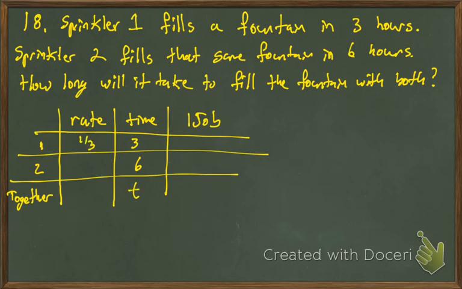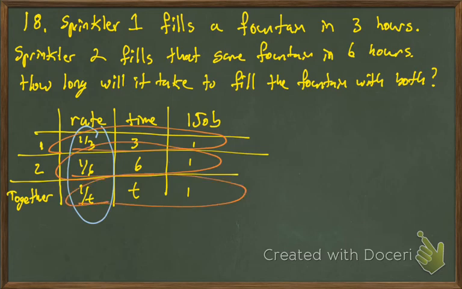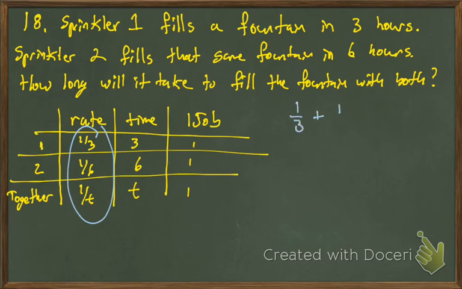And then the reciprocals of their times is going to be their rates. So we'll have 1/3, 1/6, 1 over t, and then if you multiply, well, that's going to be 1, that's going to be 1, and that's going to be 1 if you want to multiply straight across. But the equation that we want is the first sprinkler's rate plus the second sprinkler's rate is going to be equal to the together rate. So in other words, 1/3 plus 1/6 is equal to 1 over t.